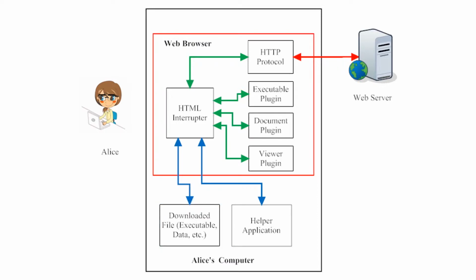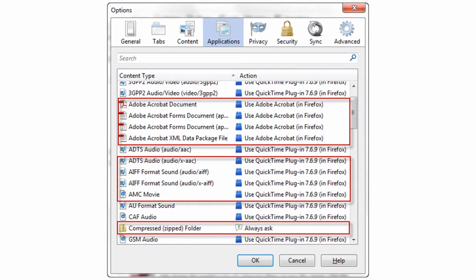So, as you can see, Alice's web browser encounters a number of different file types, and it can handle those file types in a number of different ways. As a user, Alice has some control over how her web browser handles files that are embedded into web pages. Let's imagine for a moment that Alice uses the Firefox web browser. If Alice opens the Options window in Firefox and selects the Applications tab, she can control what action her browser takes when it encounters any given type of file.